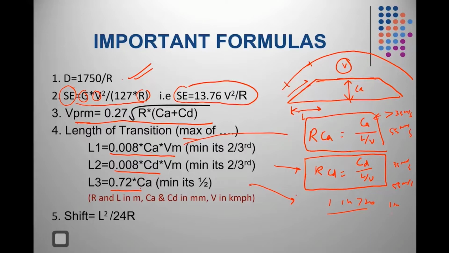So on these three bases, the length of transition has been calculated, and converting these into kilometer per hour and millimeter, taking this as 35 millimeter per second, 35 millimeter per second, 1 in 720.